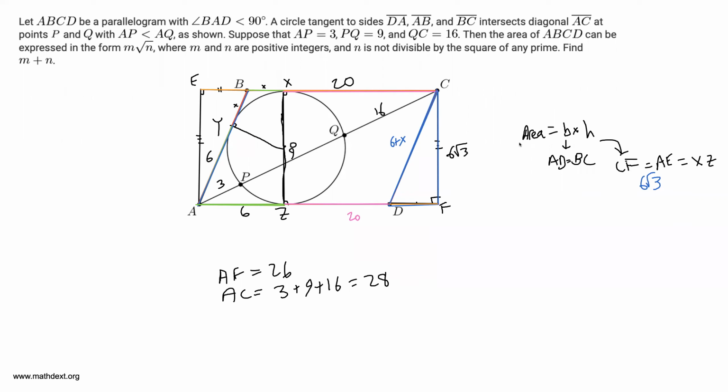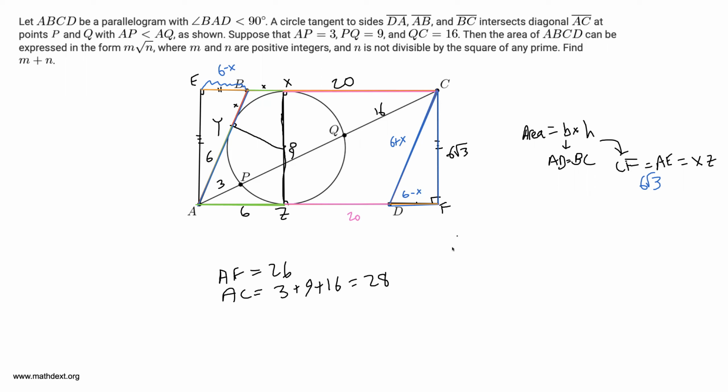So how are you going to find EB? Well, if you take a look, AEXZ is a rectangle because it's got 4 90-degree angles. So AZ is equal to EX, but since AZ is 6, EX is 6. So you can find this length over here. It's 6 minus x, right? Because these two lengths have to add up to 6. So EB is 6 minus x. So DF is 6 minus x as well. And now you have your three sides of this triangle CDF, and you can just solve for x.